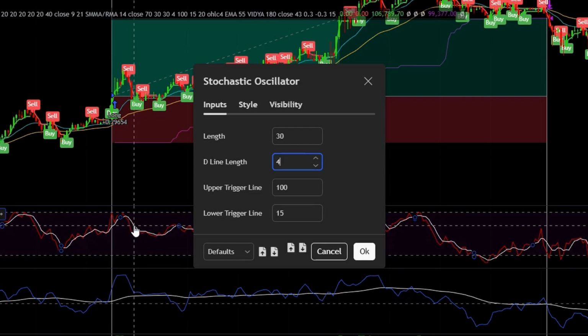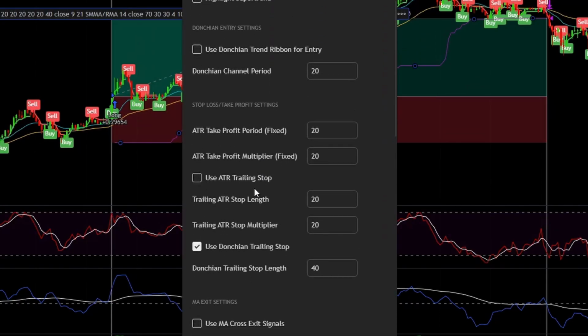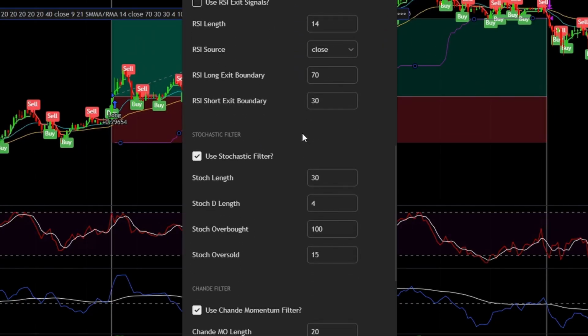Now because of curiosity, I added the upper and lower boundaries, which you can set up in the script right here. So the upper is the overbought and the lower boundary is the oversold. If you don't want to use these, just set the overbought to 101 and the oversold to -1. That's it. Now for this optimization, I use the 100 for the overbought.